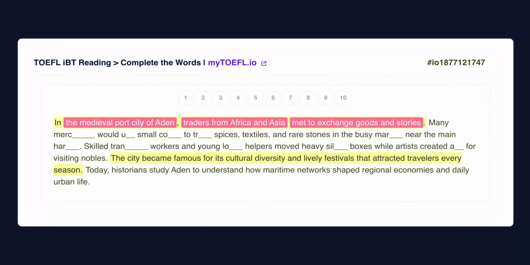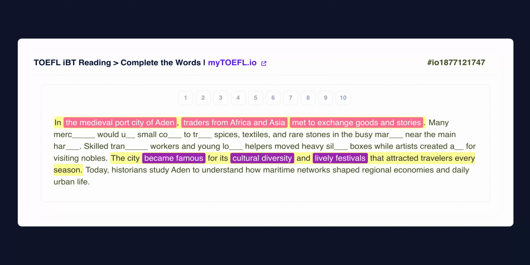This sentence adds more color to our picture of Aden. It tells us the result of all this trade and interaction. The city became famous. And what was it famous for? Two things: its cultural diversity and its lively festivals. These details reinforce the idea that Aden was a busy, international hub. The phrase, attracted travelers, further confirms that it was a popular and important place. This helps us build a mental image of a vibrant, bustling city.